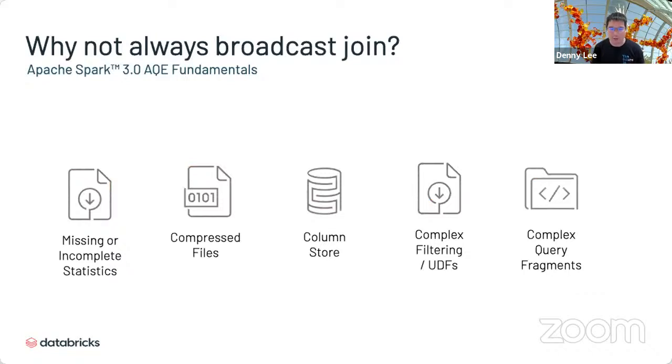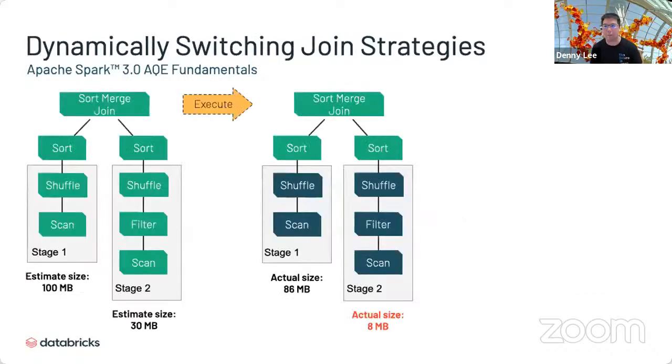And the reasons why you can't always do the broadcast joins are things of this nature. There are a lot of valid reasons, like missing or incomplete statistics, compressed files, column stores, complex or filtering UDFs, or complex query fragments. I'm just calling out the fact that there are a lot of good reasons why you can't just automatically broadcast it. Even if you can accurately determine the size of the join table and what the implications are, there are other reasons why we can't do it.